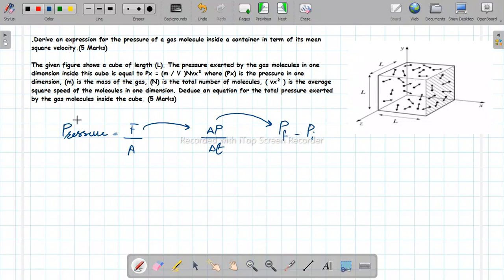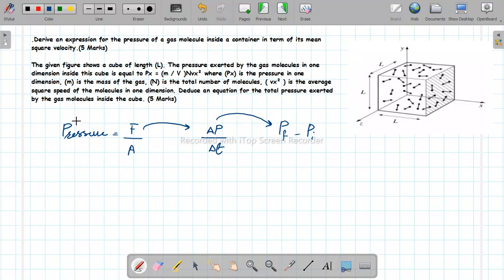We'll calculate the pressure due to this x component of velocity, that is pressure in one dimension, along the x-axis. We are going to use the assumption that Vx = Vy = Vz, which in turn leads us to state that Px = Py = Pz. This is how we are going to calculate pressure in one dimension, be it along the x-axis, y-axis, or z-axis.